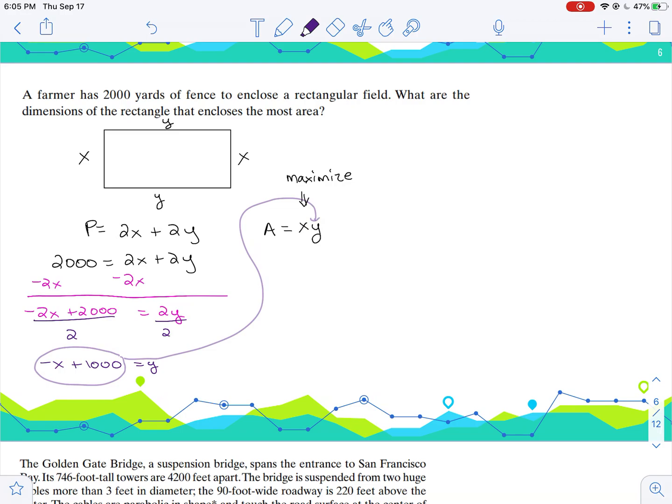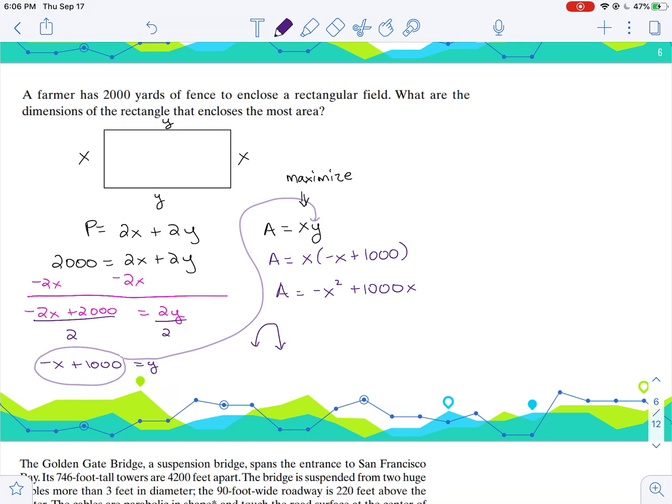I can now use that value for my y, negative x plus 1,000, and plug it back into the area formula. Now my area formula is x times negative x plus 1,000. And if I distribute that out, my area is negative x squared plus 1,000x. Now, if you remember last class, we talked about quadratic functions, functions that had the x squared. And when you graph them, they make parabolas. And this is a negative x squared, so it's going to be a concave down parabola.